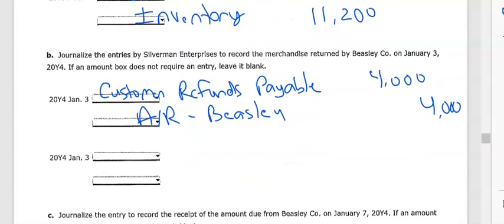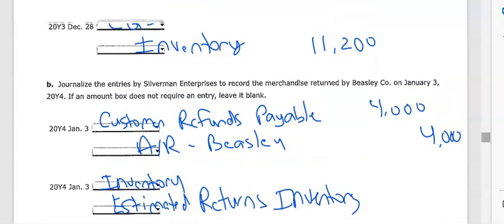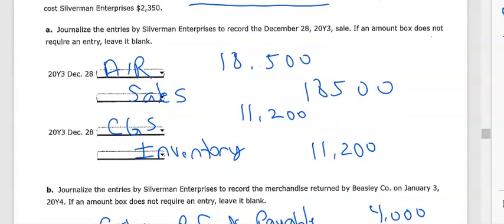Now we need to take care of the fact that they gave us back our inventory. So inventory goes up because they handed us some of our inventory back, and we're going to take that out of what we set up for this purpose, which was our estimated returns inventory. Some of that estimated became reality. And they told us how much to do: $23.50.